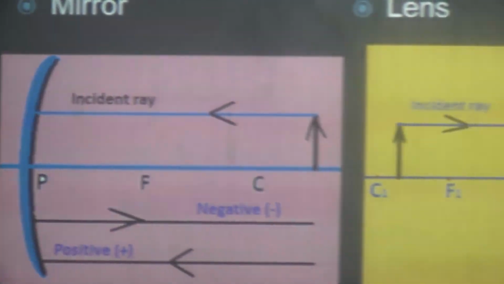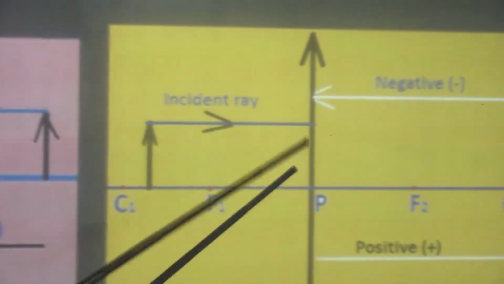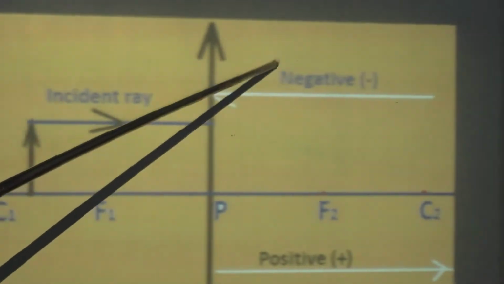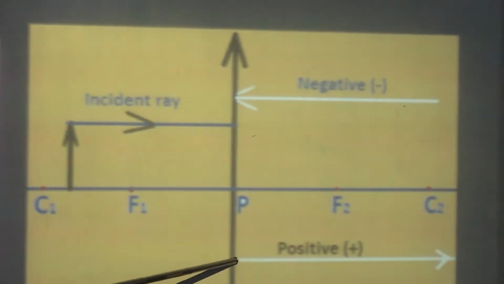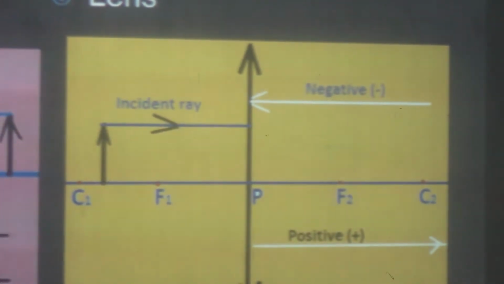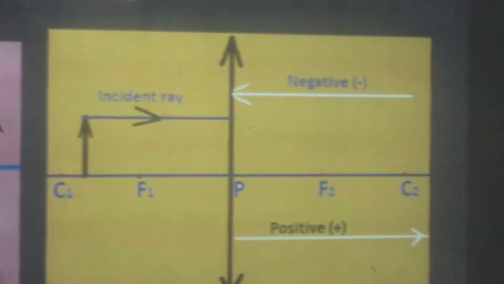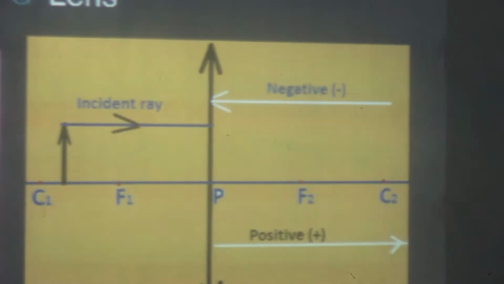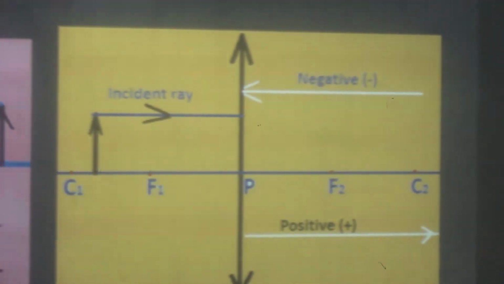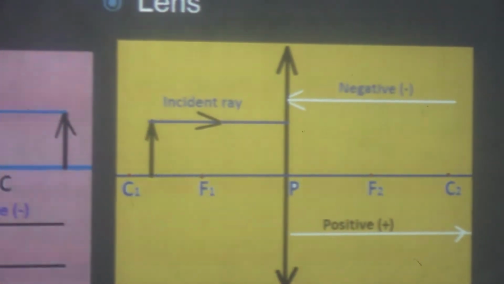The same applies in lenses also. This is the incident ray coming from the object and incident on the lens. If you measure the distances in this direction, that is taken as negative, and if you measure the distances in this direction, they can be taken as positive. This is the most important thing. You need not worry about the sign convention. Just observe one thing: what is the direction of the light passing and what is the direction of measurement? If both are the same, positive. If both are opposite, negative. That is the major thing.